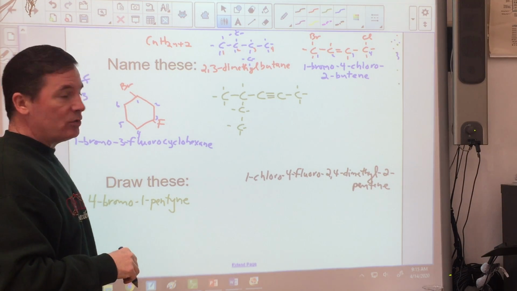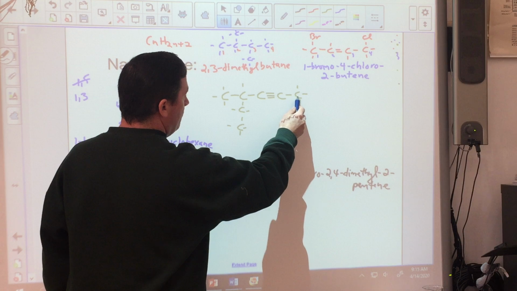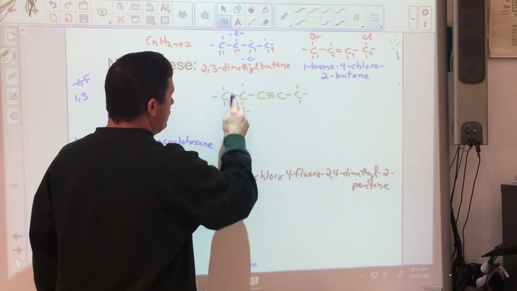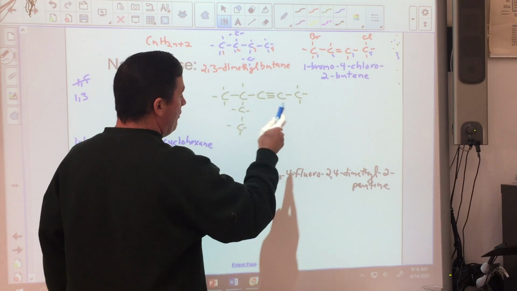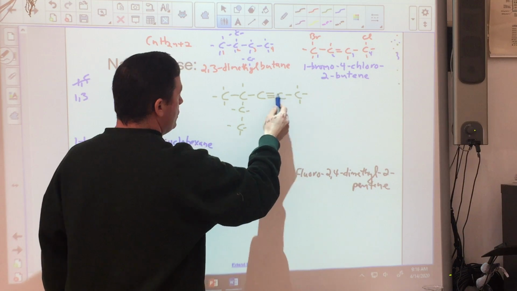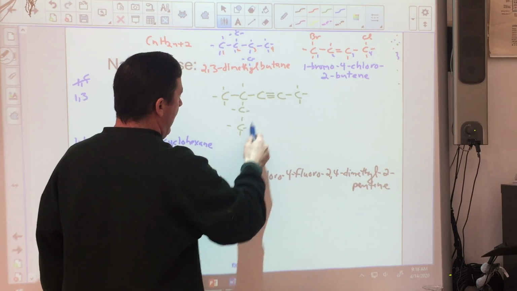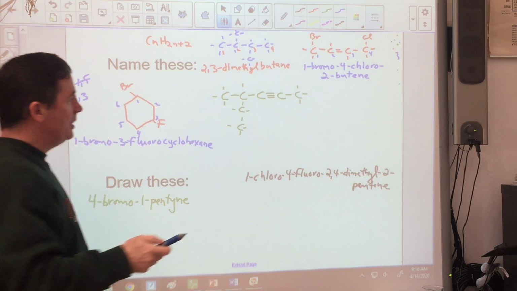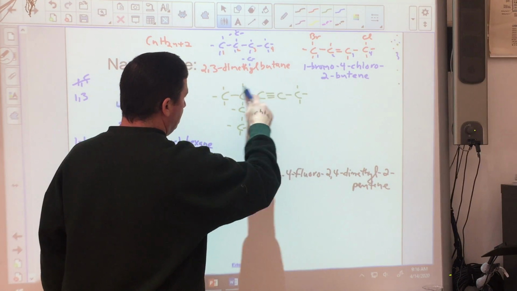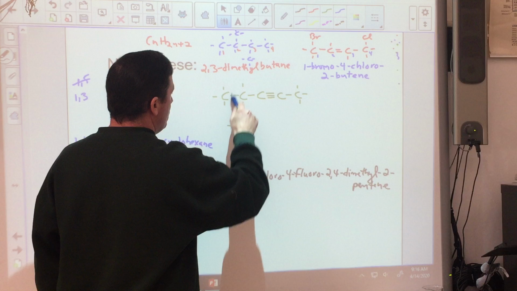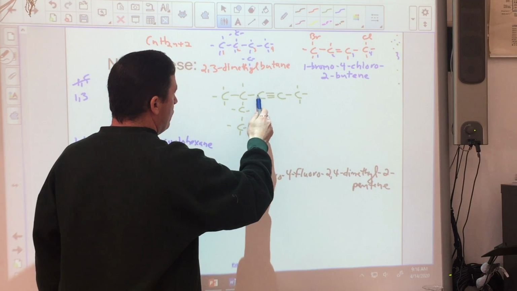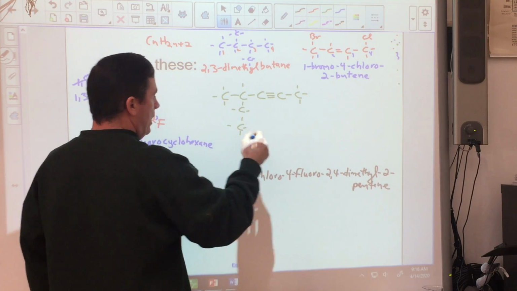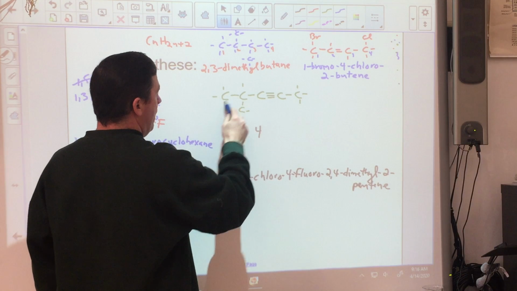Are there any substituent groups? Well, I'm starting here, right? 1, 2, 3, 4. Here's a substituent group. Now be careful. Some people would choose 1, 2, 3, 4 and call this an ethyl group. You've got to be careful of that. Always look for your longest chain. So since this is my longest chain, this is my substituent group. So 1, 2, 3, 4, and this is a single carbon group here. And what is it? It's a methyl group.